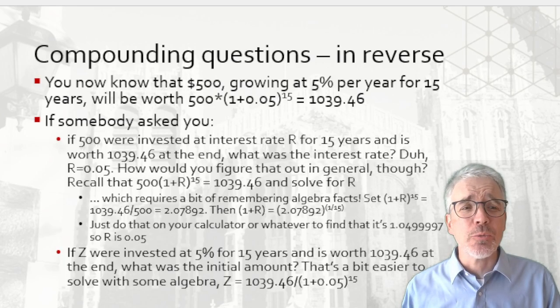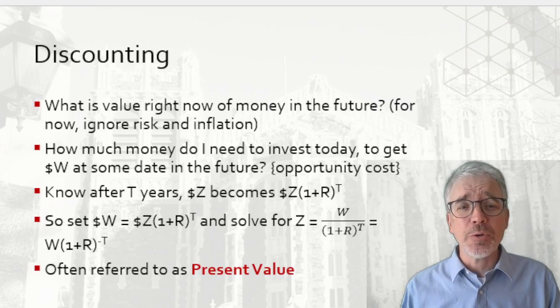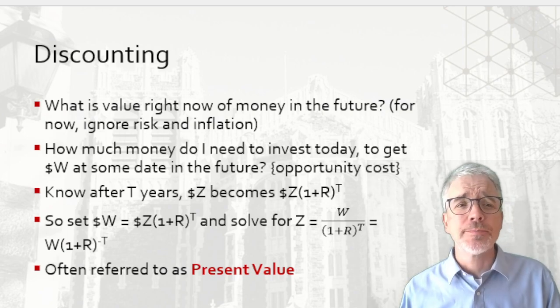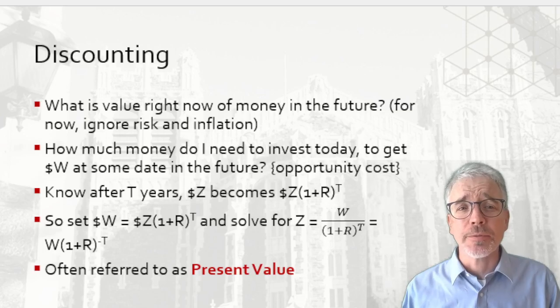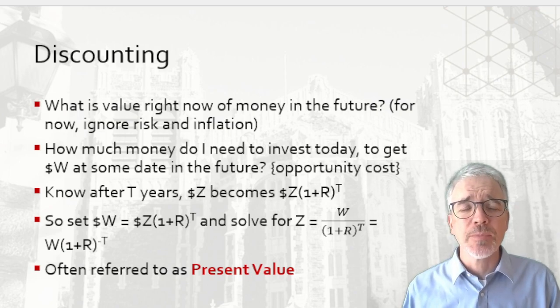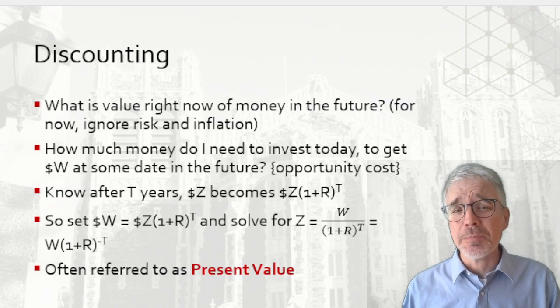Now, the reason we do this in reverse is because we often want to do discounting, which is discovering the value right now of some amount of money in the future. For now, we're going to ignore things like risk or inflation. We'll add those complications later. Start with a really simple case.